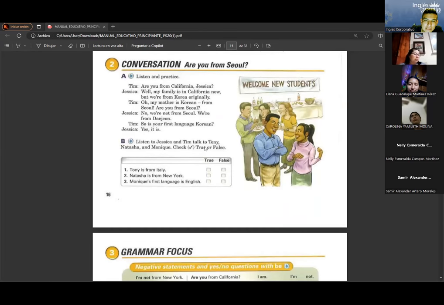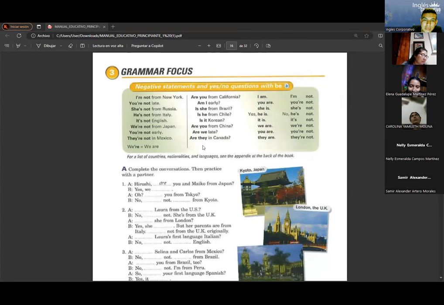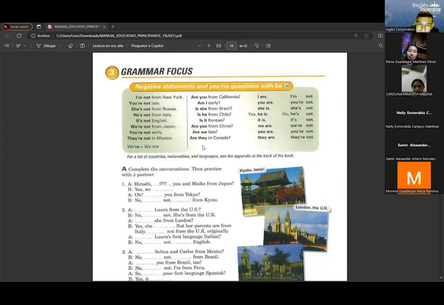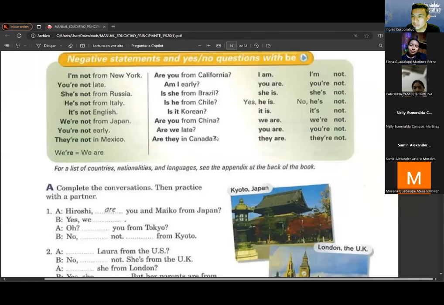All right. Here we have, let's go to the grammar focus. Negative statements. Ya vimos el verb to be, ahora vamos a ver la forma negativa. ¿Qué dijimos que significaba el verb to be? ¿Alguien recuerda? Tiene dos significados. Ser o estar. Ok, muy bien. Vamos a ver la forma negativa. Por ejemplo, tenemos I'm not, you're not, she's not, he's not, it's not, it is not. We're not, you're not, and they are not.